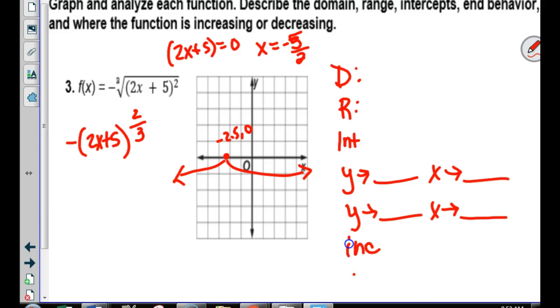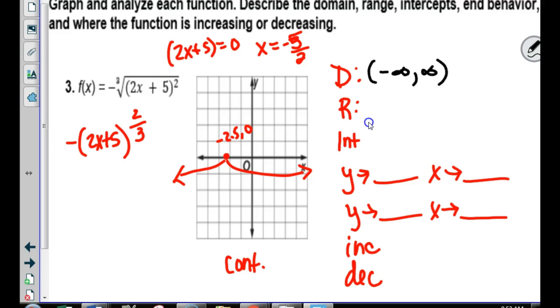Increasing and decreasing. Did I get the whole list, guys? All right. Oh, continuous. Thank you. Good job. All right. Domain, anybody? Yeah, it is all real numbers. The reason it's all real numbers is because it's a cube root, you can take a cube root of anything, negative or positive, right? Okay. It's a square root, it's a different story.